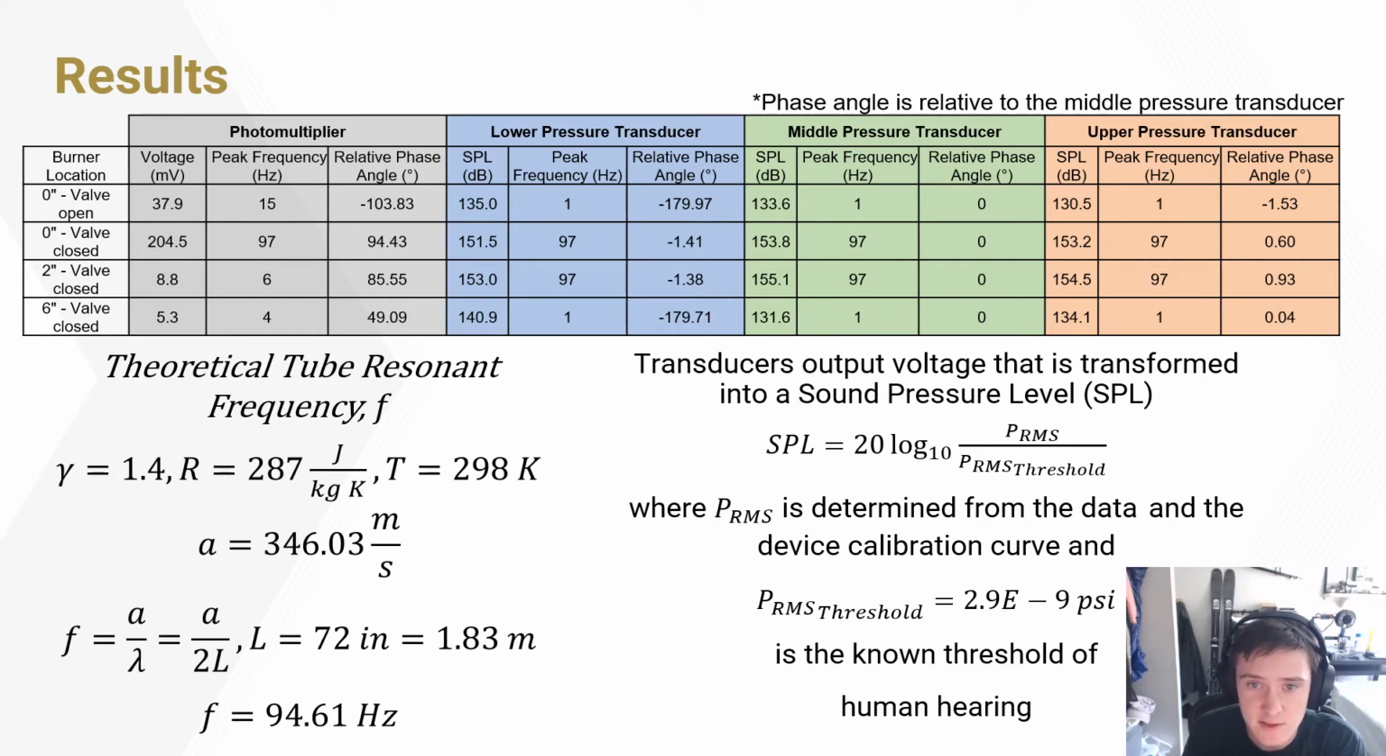Note that in the cases where resonance occurs, the waves oscillate at 97 Hz for all 3 transducer locations, which is very close to the predicted value of 94.61 Hz, which was obtained by first calculating the speed of sound, then dividing that by twice the length of the tube. The frequency represents the natural frequency of this particular tube in these testing conditions.